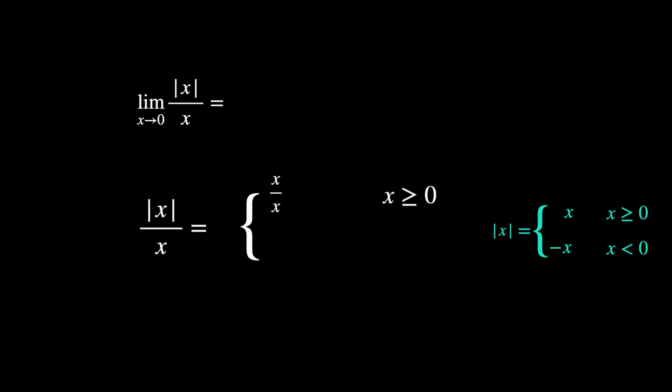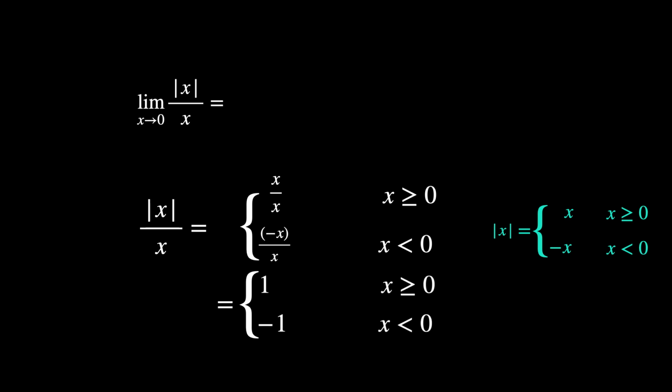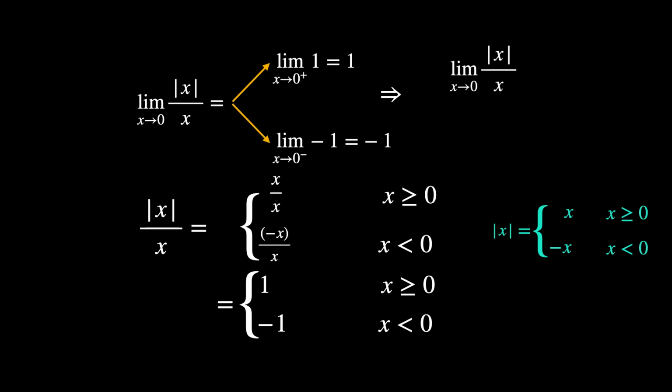So absolute value of x over x is x over x when x is a positive number, and it's negative x over x when x is a negative number. And if we simplify the function, the equation is 1 for positive values of x, and it's negative 1 for negative values of x. And now if we find the one-sided limits, the right limit is the limit of 1, and the limit is 1, and the left limit is negative 1. You can see the right and left limits are not equal, therefore the limit of absolute value x over x does not exist.